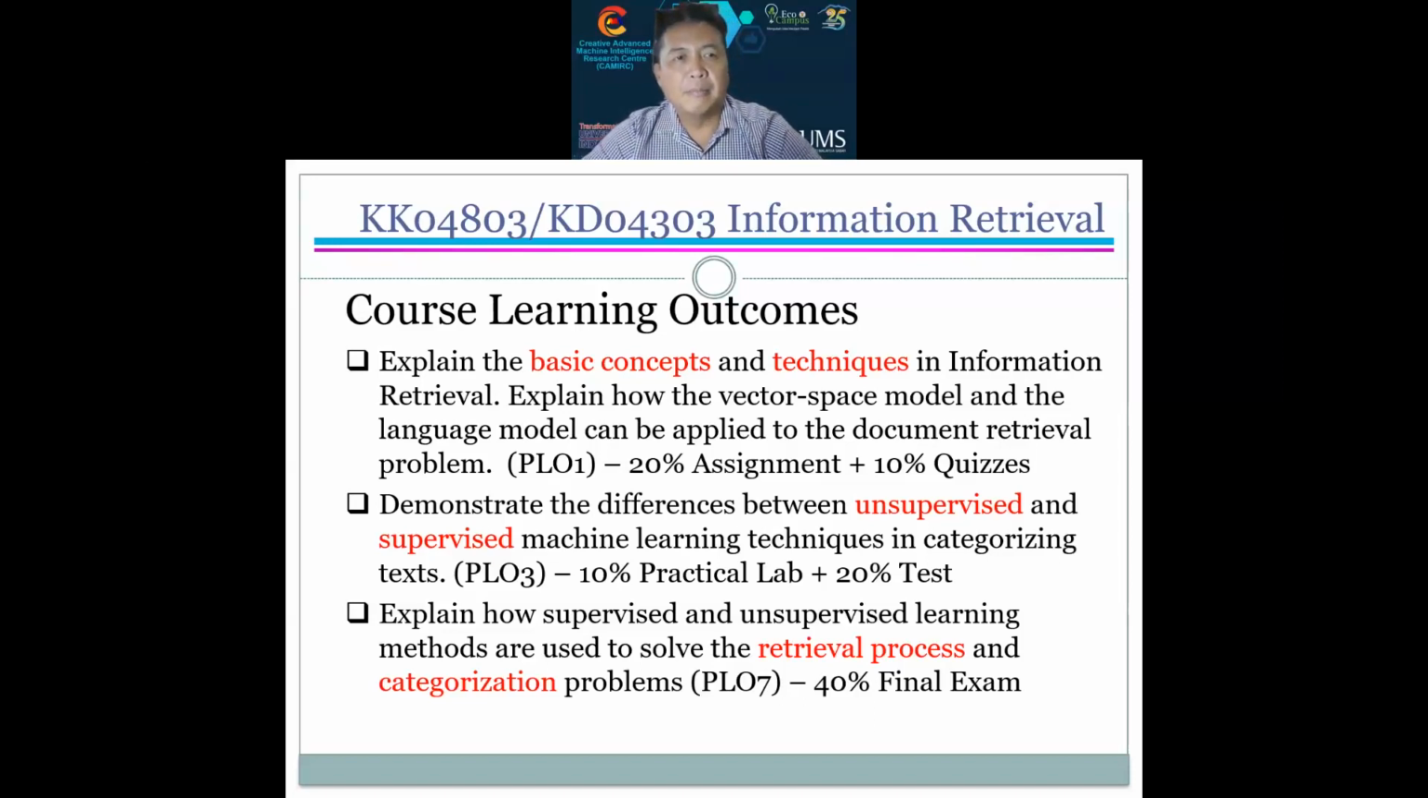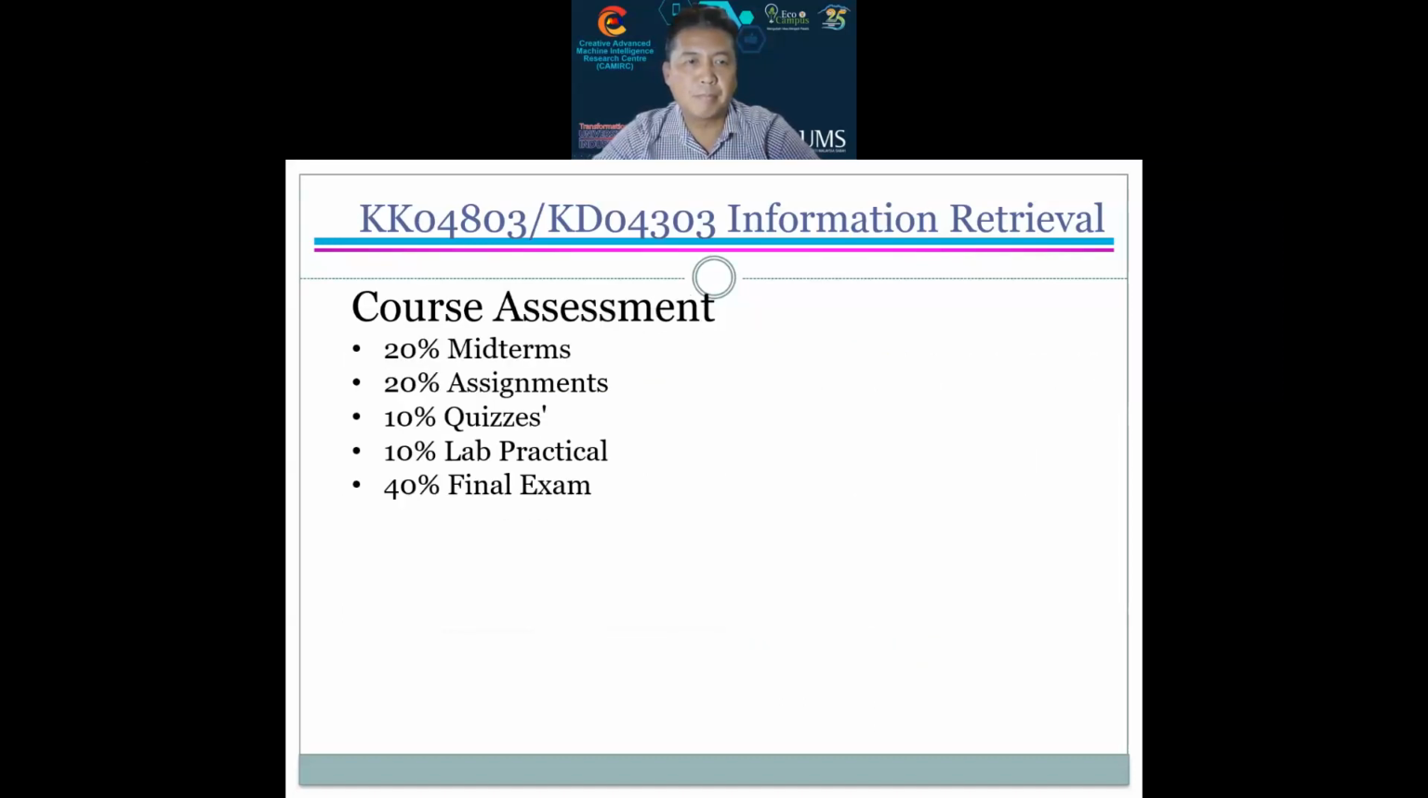In programming, for one problem, you could solve them in many ways. So the logic of the program could be different, but it will solve the problem. It will give you the same answer as well. So this is your course assessment: 20% midterm, 20% assignment, 10% quizzes, 10% lab practical, and 40% final exam.